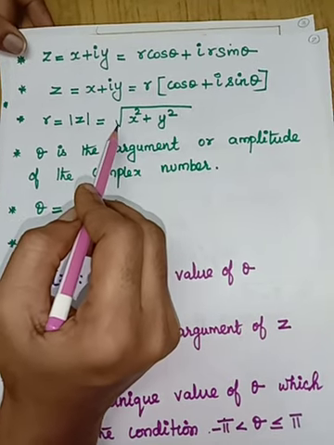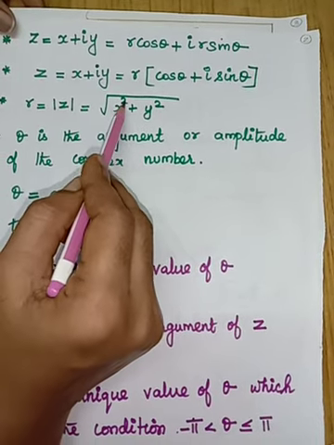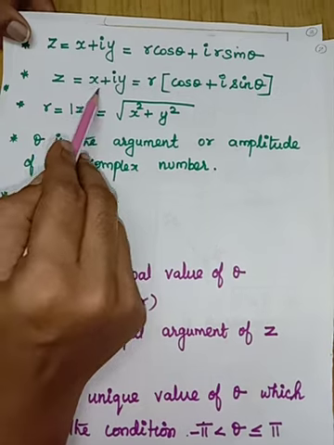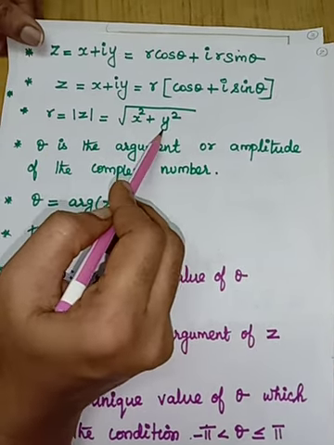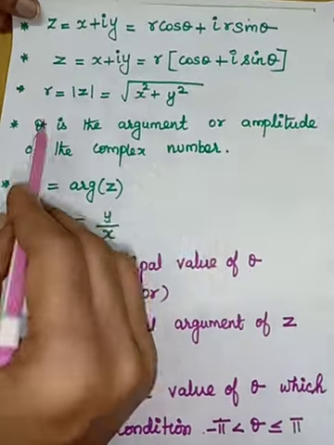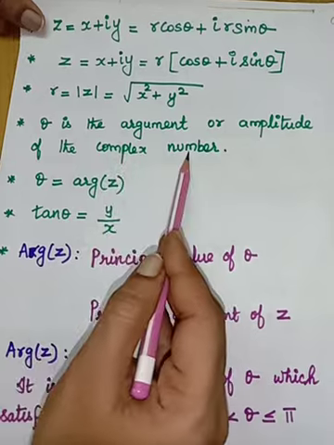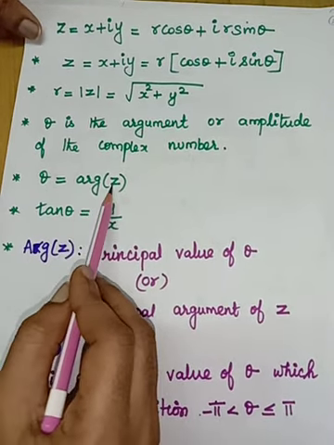What is the formula to be used? It is the square root of the real part squared plus the imaginary part squared. Here the real part is x, so it is x squared plus y squared. And what is theta? Theta is called the argument or amplitude of the complex number. Theta can be written as argument of z.